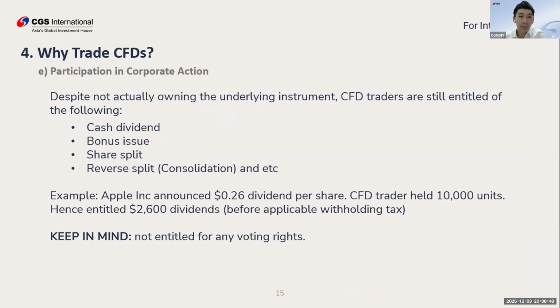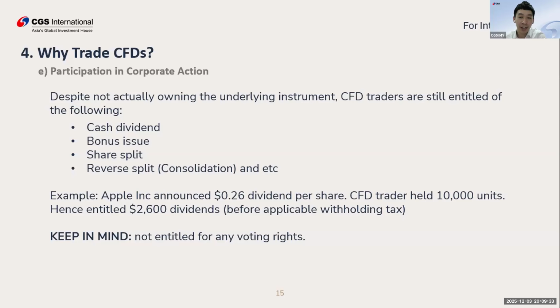Another benefit of CFD trading is you can participate in corporate actions. What do we mean by corporate action? From time to time, shares give out dividends and have corporate actions such as bonus issue, share split and reverse split and so on. All these corporate exercises will adjust the number of shares and the dividend back to the investor. It will be automatically adjusted on your platform. One example is Apple announcing a 0.26 US dollar dividend per share. A CFD trader holding, for example, 10,000 units will get 2,600 dividends, of course before withholding tax.